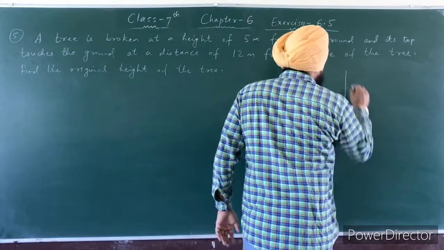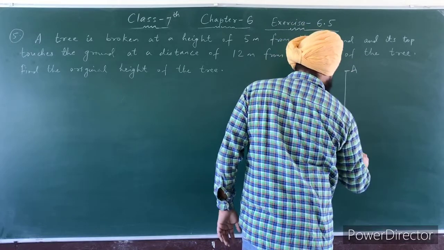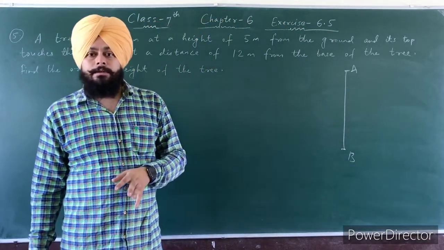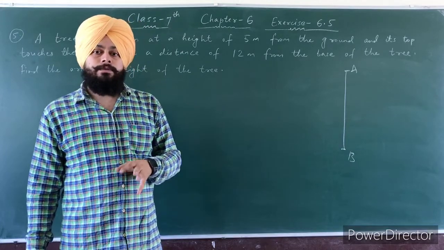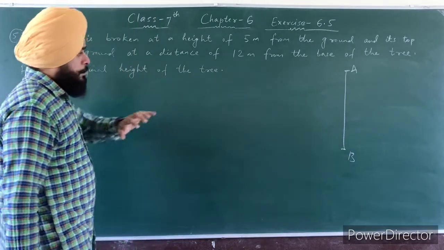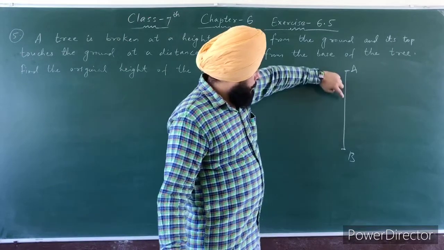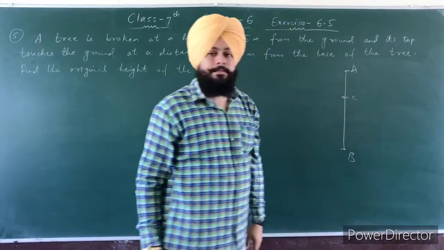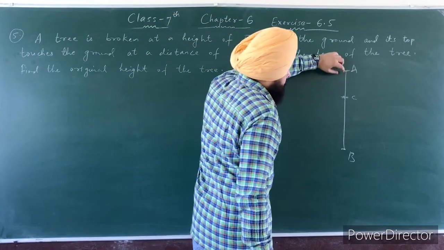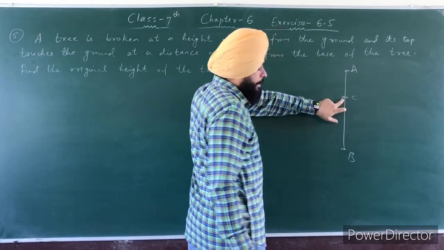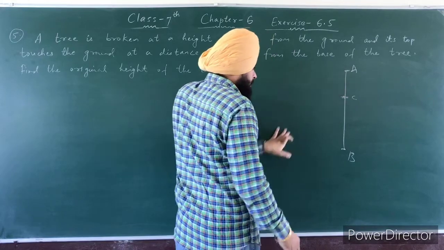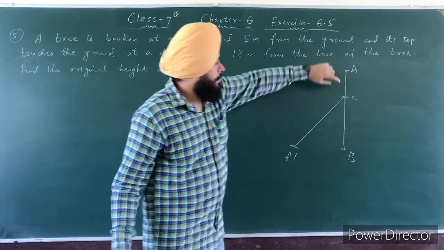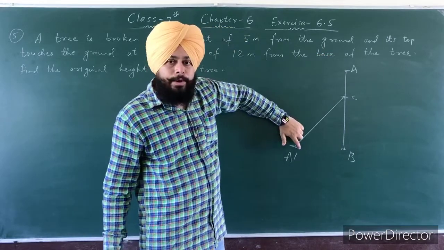So you can see here, this AB is the actual height of a tree. Suppose this tree breaks down from this point, taken as point C, and when this tree is broken from point C, its top touches the ground. Suppose the top touches the ground at point E dash.